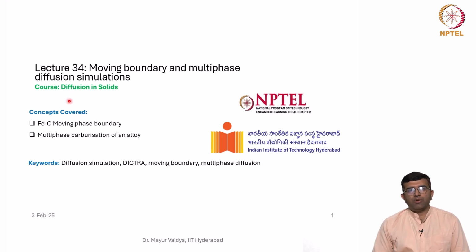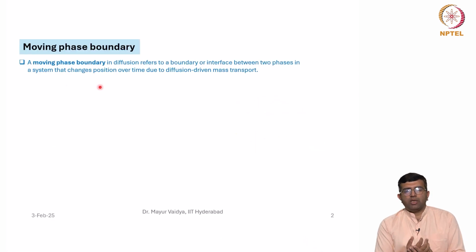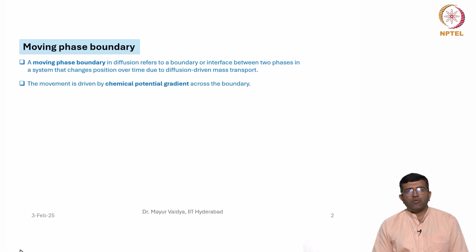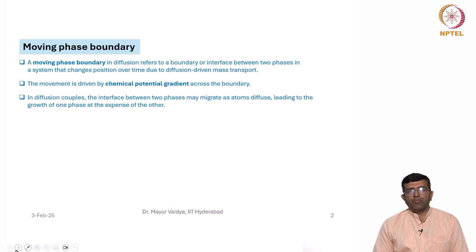A couple of examples we will be taking today: a moving phase boundary in the iron carbon system, and then multiphase carburization of an alloy. What is a moving phase boundary? As the name almost defines it, a moving phase boundary in diffusion refers to a boundary or interface between two phases in a system that changes position over time due to diffusion-driven mass transport. Usually this movement is driven by the chemical potential across the boundary. And as we have seen in the diffusion couples, the interface between the two phases can migrate as the atoms diffuse, leading to the growth of one phase at the expense of the other. Some of this we saw already when we were talking about phase formation in the interdiffusion zone.